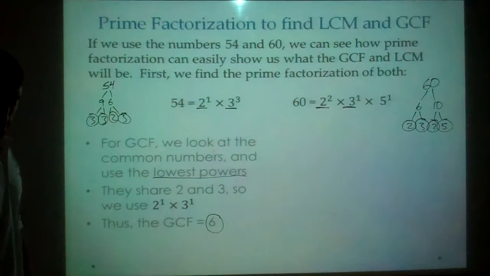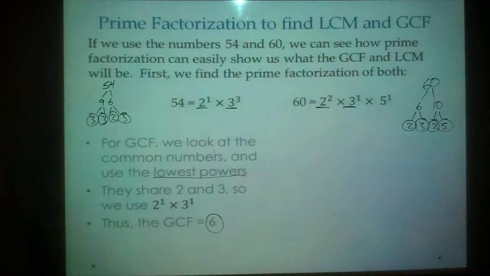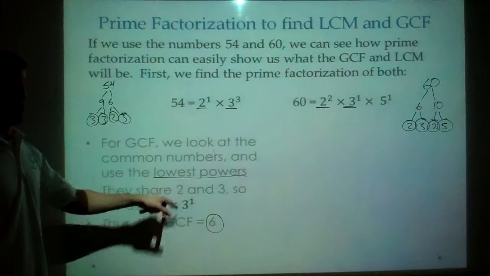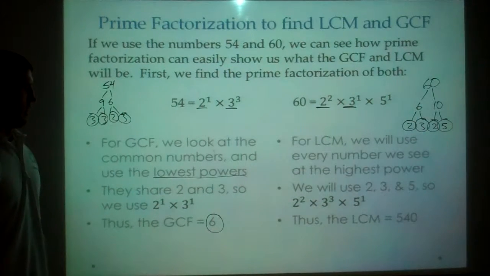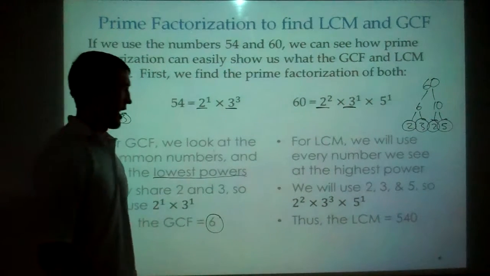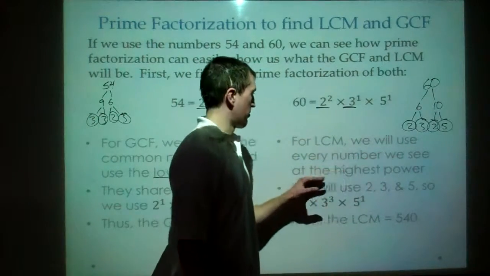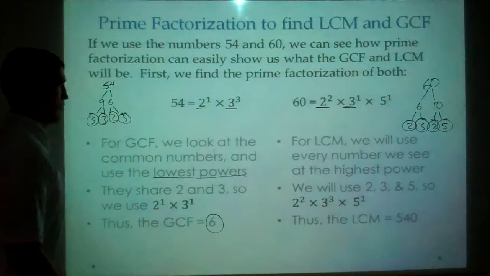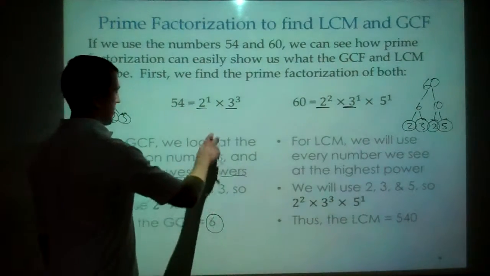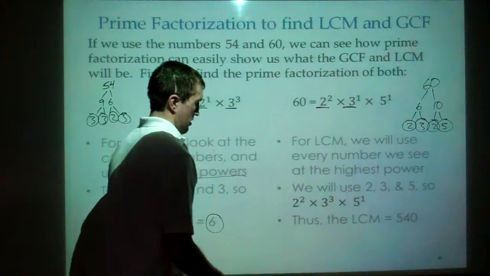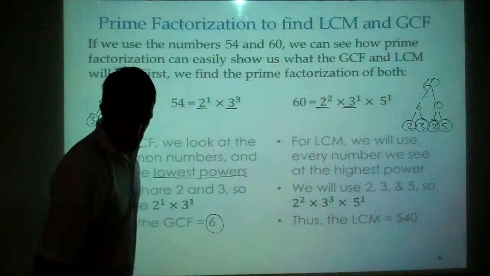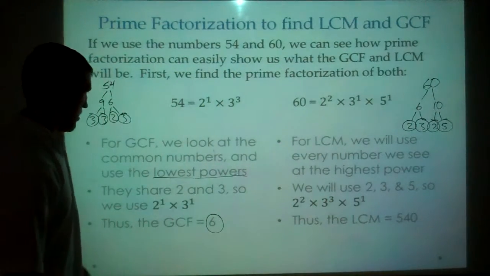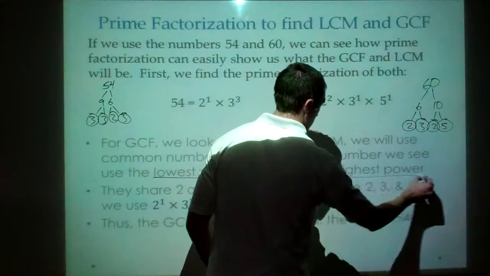Now for LCM, it's a little backwards. For GCF we use the common numbers and the lowest power. For LCM, we don't even look for what they have in common. We're going to use every number that we see at the highest power. So every number that we see would be 2, 3, and 5, and then we're going to use the highest powers of those. Highest power of every number.